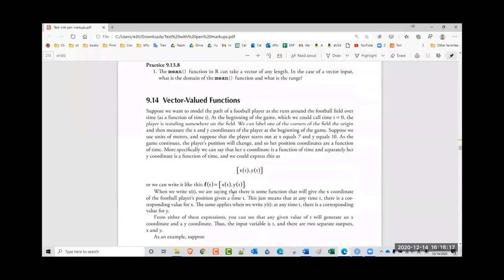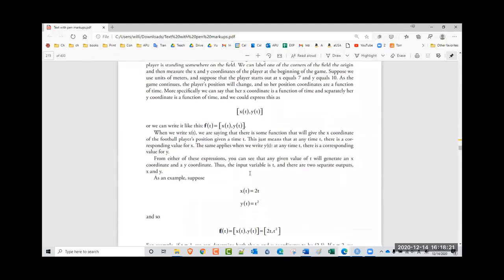So here, for example, suppose we have one input, t, but we're going to get a vector as the output. You can see that this is a vector. It's got one comma in there, which means that there are two elements to this vector. One of them is x of t and the other is y of t.